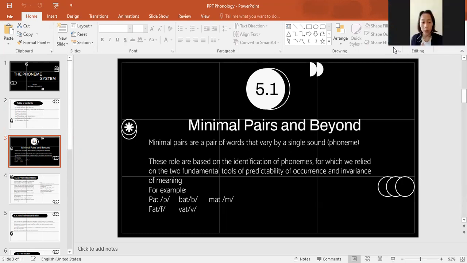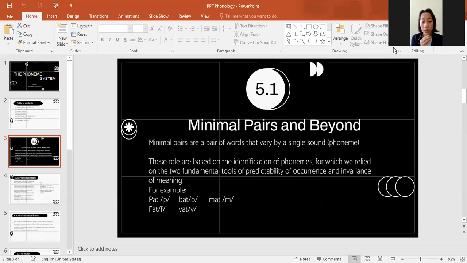For example, contrast at in pet, bed, met, it's the same. And then contrast ep in ship, deep, tip, or lip, it's the same.